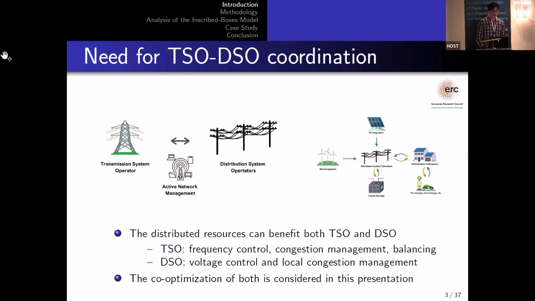Also, these distributed resources benefit both TSO and DSO. As I said before, for the DSOs, it's voltage control and locational congestion management. As for the TSOs, it's frequency control, congestion management, and balancing.